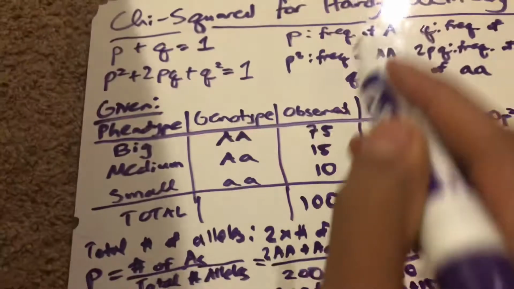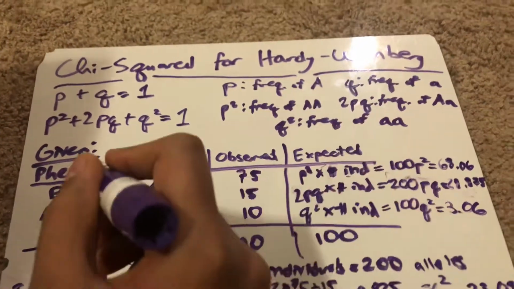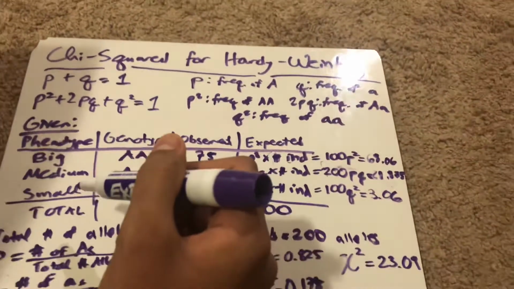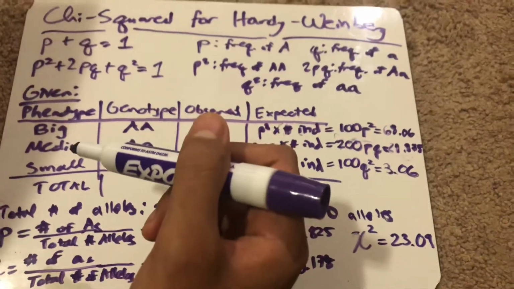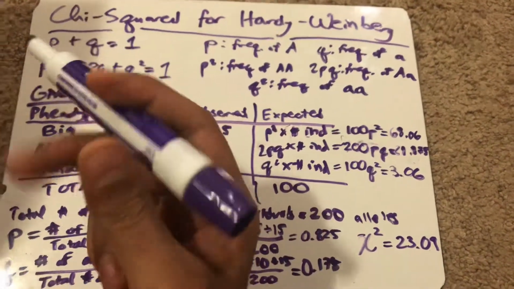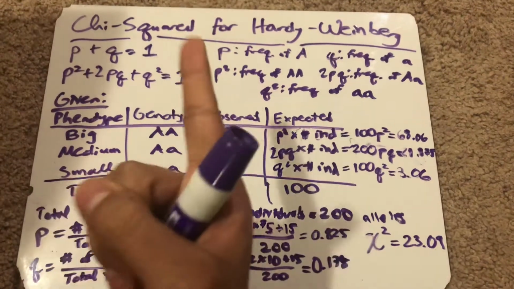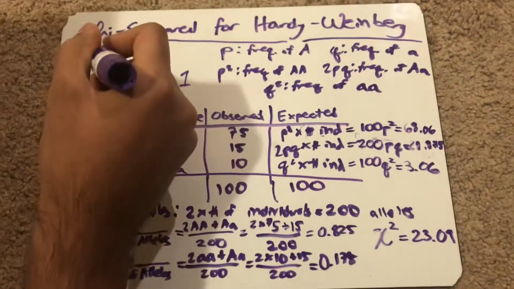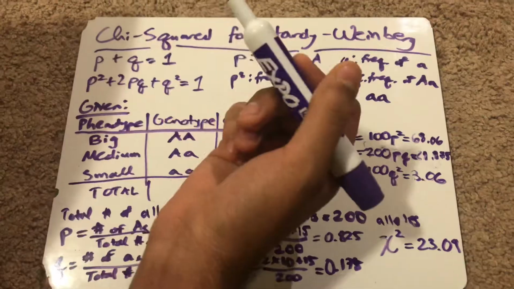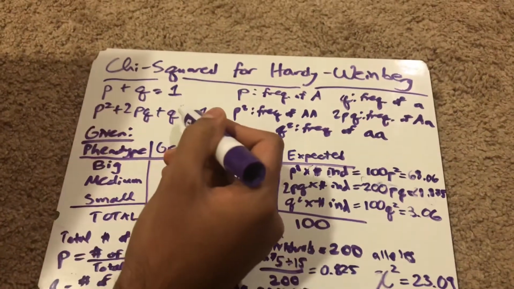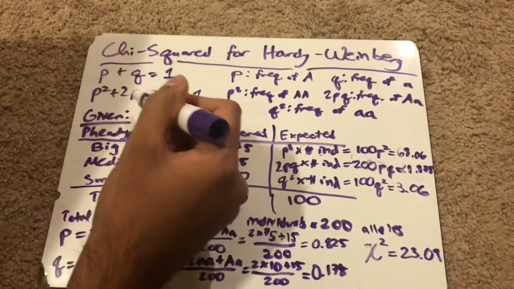But remember, this is Hardy-Weinberg. So even though we have 3 outcomes, the degrees of freedom is not 3 minus 1 equals 2. The degrees of freedom is not 2. In Hardy-Weinberg, the degrees of freedom is 1. Why? Well, because if I know what P is, I can immediately figure out what Q is. Or if I know what Q squared is, I can figure out Q and P and 2PQ.